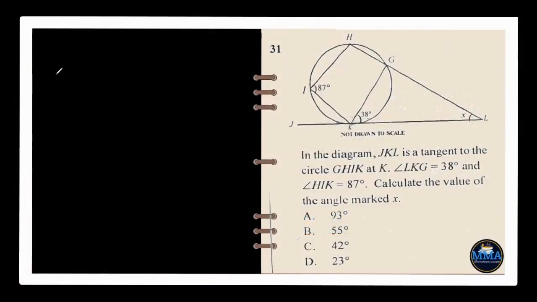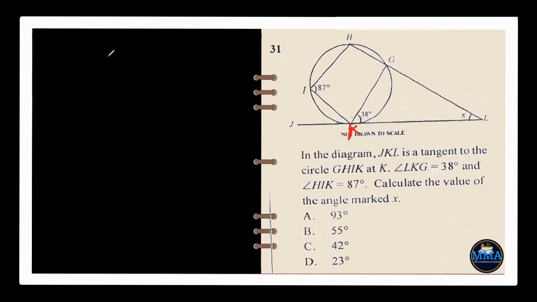Question number 31. In the diagram, JKL is a tangent to the circle GHIK at K. Angle LKG equals 38 degrees, and angle HIK equals 87 degrees. We are required to calculate the value of the angle marked S.